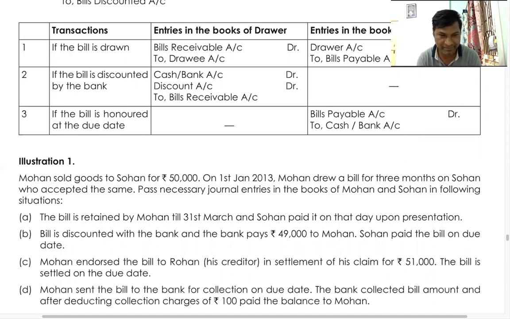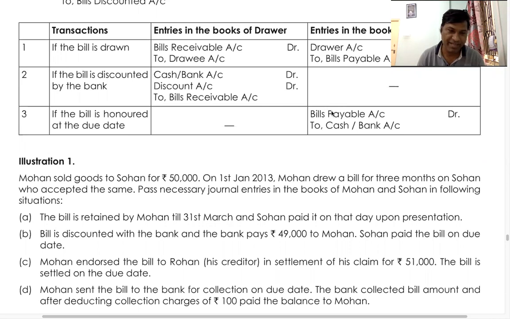Mohan endorsed the bill to Rohan, his creditor, in settlement of his claim for 51,000. The bill is settled on the due date. Mohan sent the bill to the bank for collection on due date. The bank collected the bill amount and after deducting collection charges of 100 rupees paid the balance to Mohan. Okay, there are four scenarios given here.